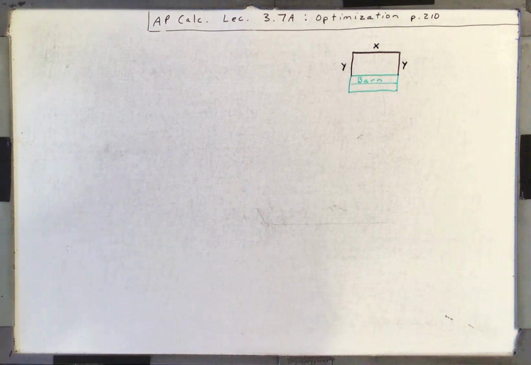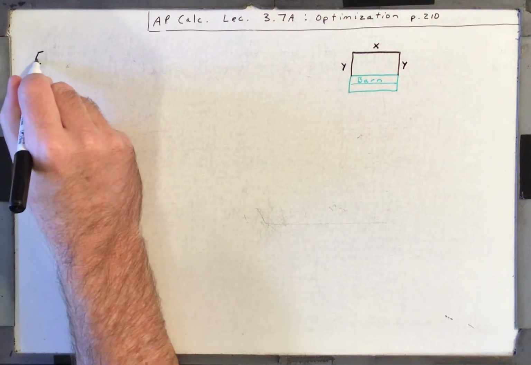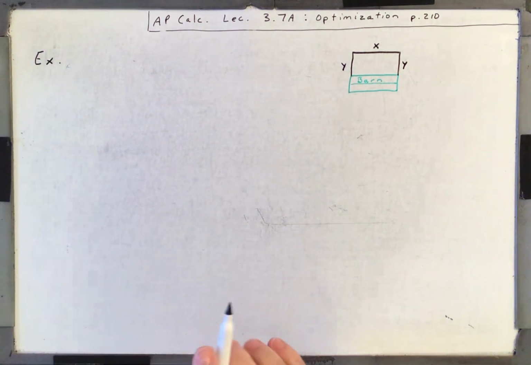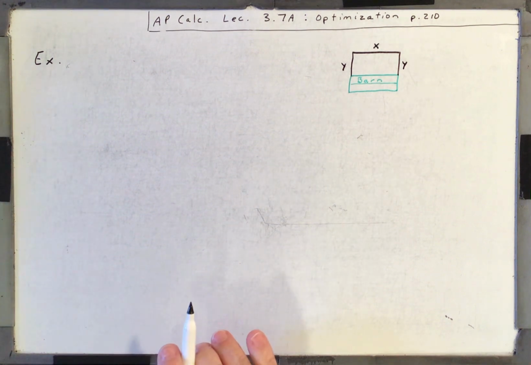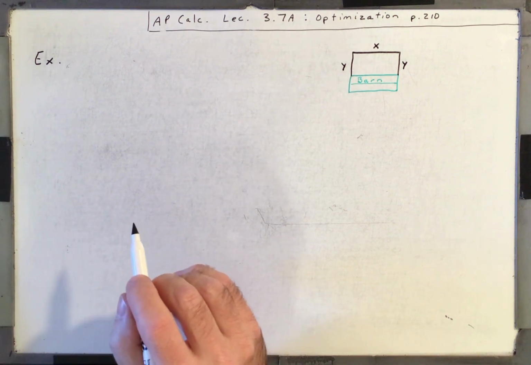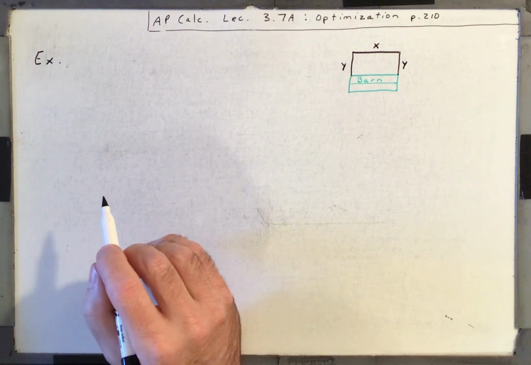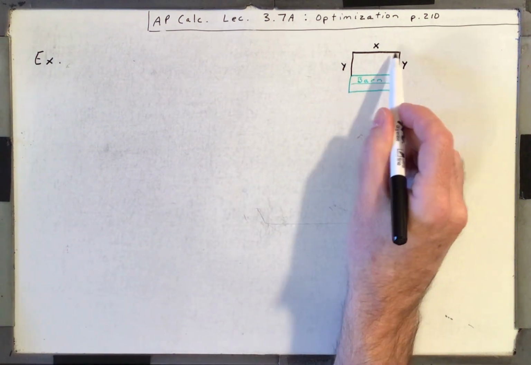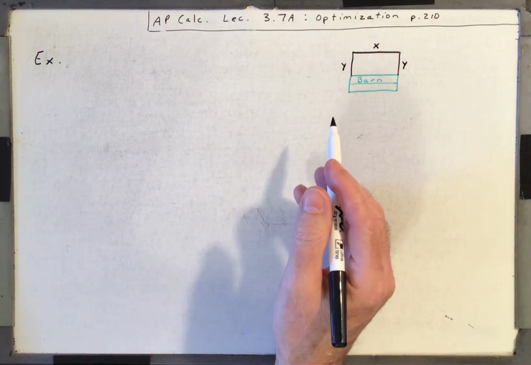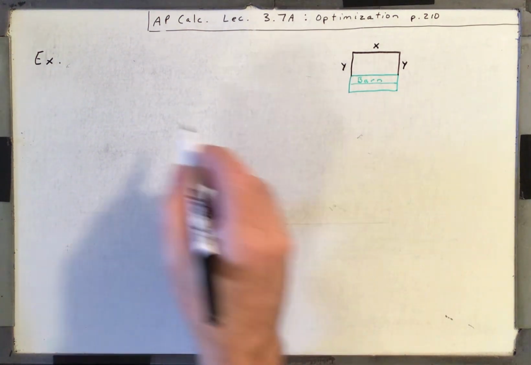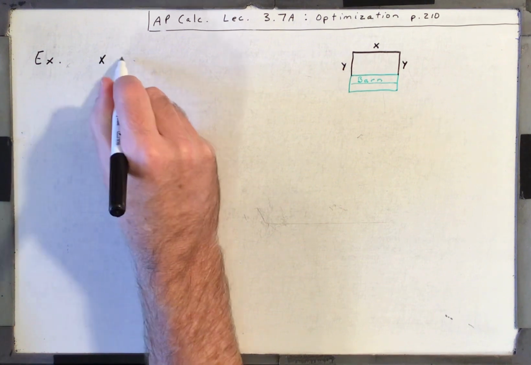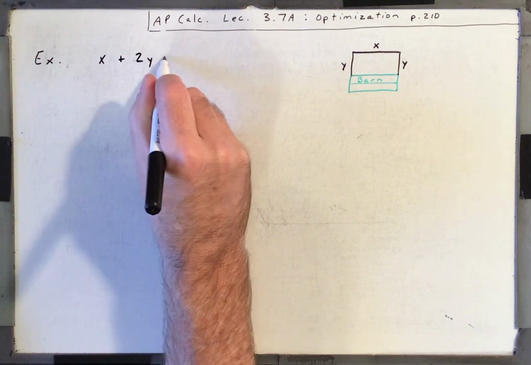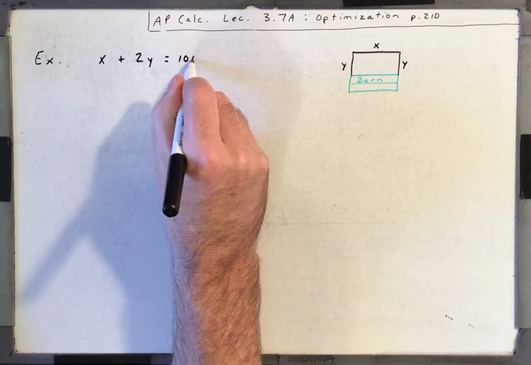So in this particular case, and in most of the homework you're going to be doing in 3.7, you'll end up with two equations and two unknowns. So we know that the pen is made up of 100 feet of fencing. So we don't count the barn side, but the fencing. So we need an equation for that. We need an equation that adds up to 100. So that would be x plus 2y is equal to 100.